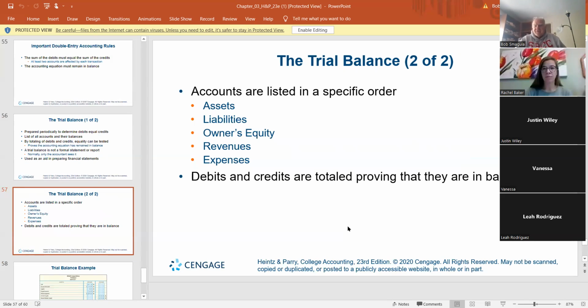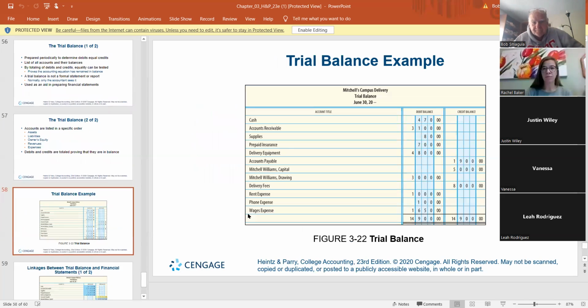The trial balance is listed in a particular order, and you should start understanding this now. Assets, liabilities, equity, revenues, expenses. In other words, it starts with the accounting equation. They are going to be listed in that order, and that's very, very important to understand.